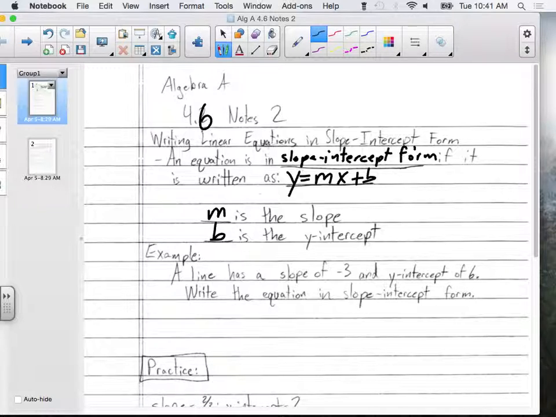Now, could we put any number in here for b? What if b was 1? Then y would equal 1. What if I put 2 in there? What if I put negative 3 in there? Y would still be negative 3. Right, so no matter what value is in for b in slope-intercept form, that will always be our y-intercept. Okay?